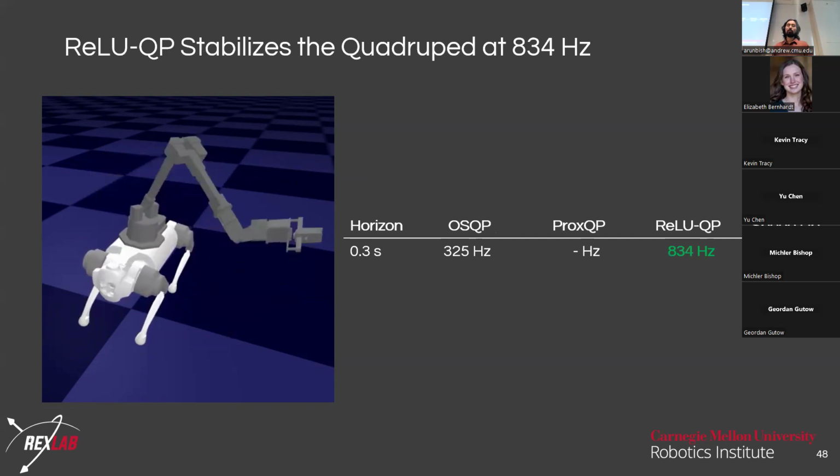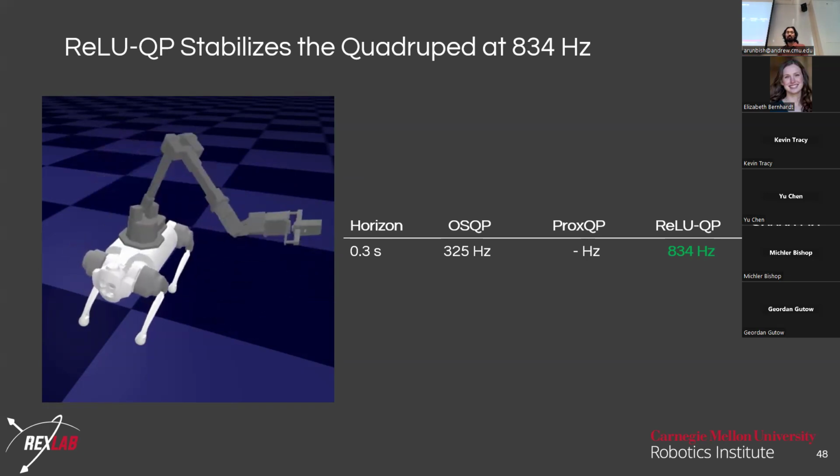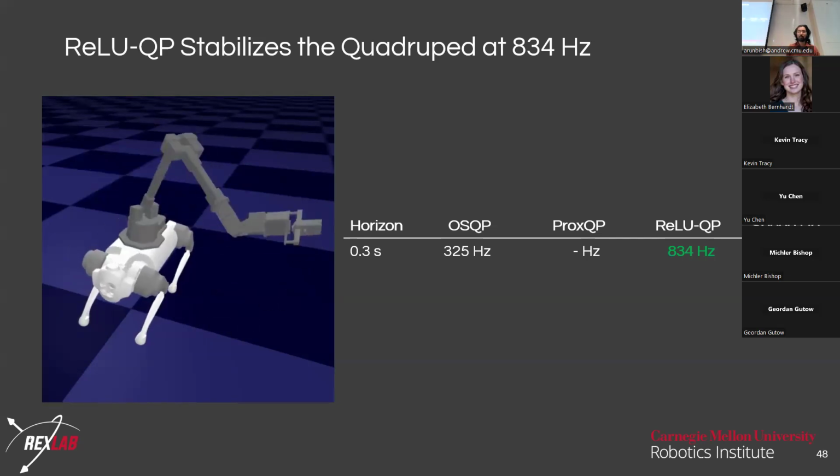And again, we're able to do a lot better than OSQP, up to 2.6 times faster. And surprisingly, ProxQP, even when you gave it a lot of iterations, was not able to stabilize the system. I think one of the reasons for that is we are very far from the linearization point and the conditioning is not great. So that might be one reason why it was struggling to stabilize.